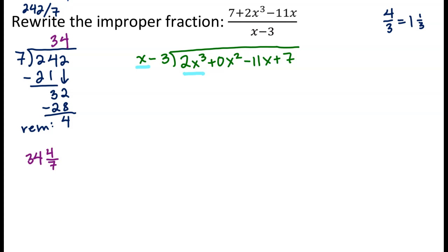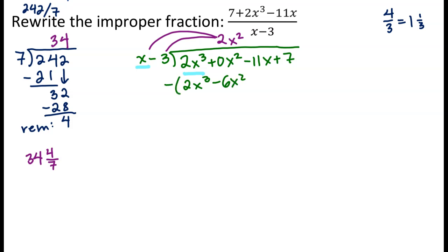So I'm going to need to multiply by a 2x squared. And when I multiply that by the x minus 3, I want to make sure I distribute. So I'm going to get 2x cubed. If these first two don't match, you've done it wrong. And then minus 6x squared.